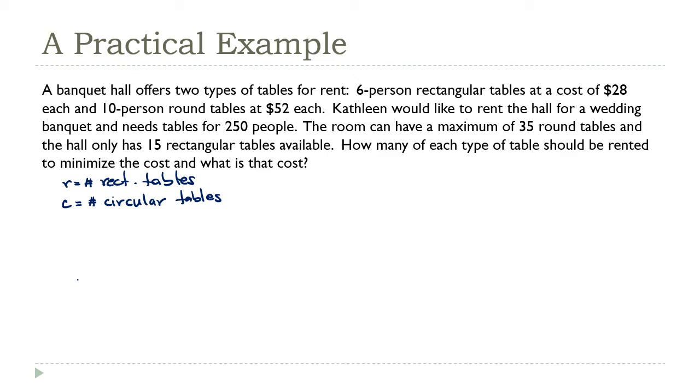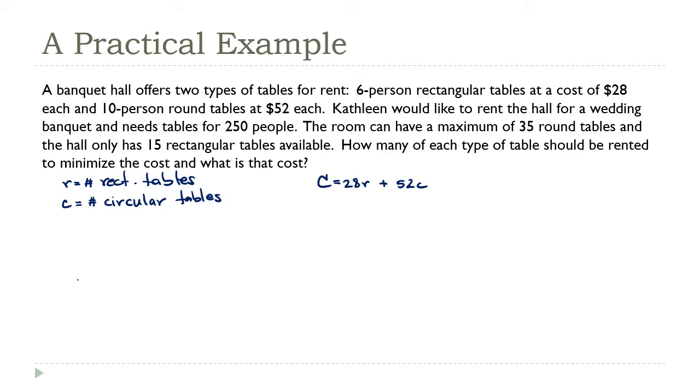Okay, so what do I know? I'm trying to minimize the cost, right? And I'm given those costs right up front here. It's $28 for a rectangular table, so that's 28R, plus $52 for a circular table, so that's 52C, and that is my total cost. I'm going to go ahead and use a capital C for that. It's not going to create a lot of confusion. Remember, we're really only going to refer to this cost function at the very end when we're substituting values into it, trying to find which one is the optimal combination of table types.